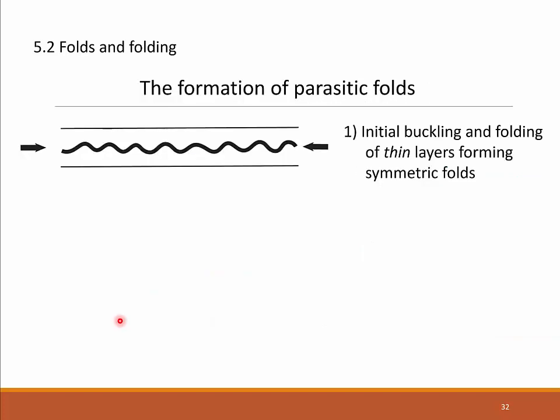Let's find out how parasitic folds may form, how they develop over time. Let's assume a sequence of layers of different competence that are undergoing horizontal shortening in an environment where ductile deformation is possible. In the first stage, an initially planar layer, like this black layer, would undergo symmetric folding in response to the lateral contraction.